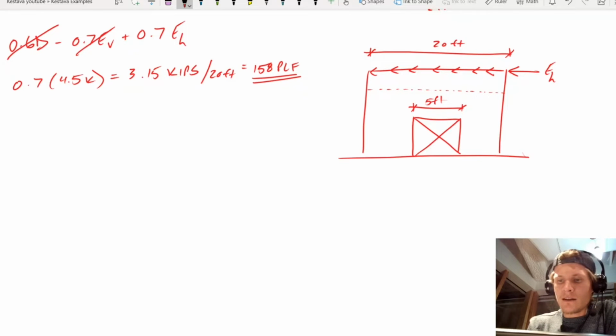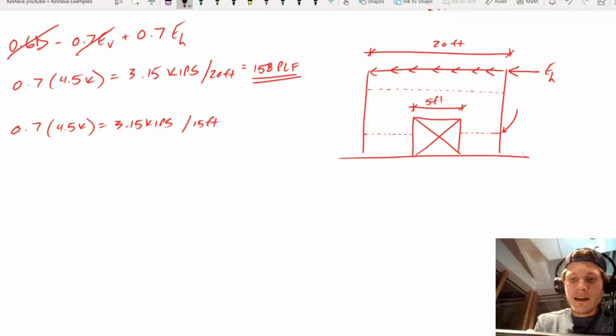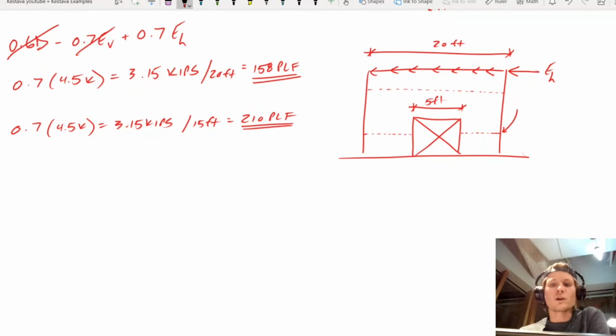But you need to check for the worst location along your shear wall. And if you see my second dotted line here, you see that the length of sheathing that we have to transfer that lateral force is now only 15 feet worth of shear wall, because we have the 5-foot penetration. So that would be 0.7 times 4.5 kips, which gets you 3.15 kips, divided by only 15 feet. That then would mean that you have 210 PLF as your required shear forces that need to transfer through your shear wall.